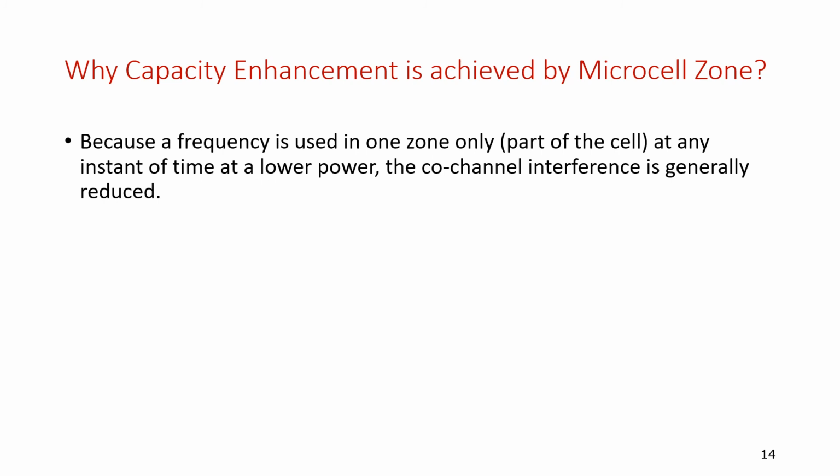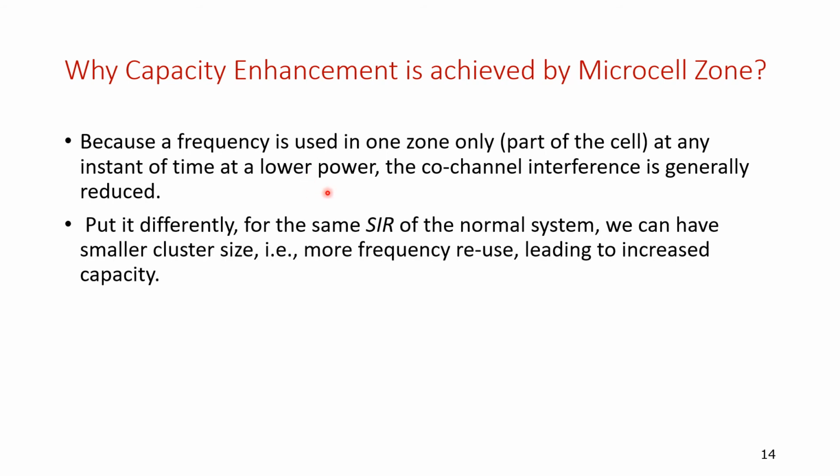First, because a frequency is used in one zone only, part of the cell, at any instant of time, at a lower power, the co-channel interference is generally reduced. There is no co-channel interference as before because we have lower power and it's used by only one zone.